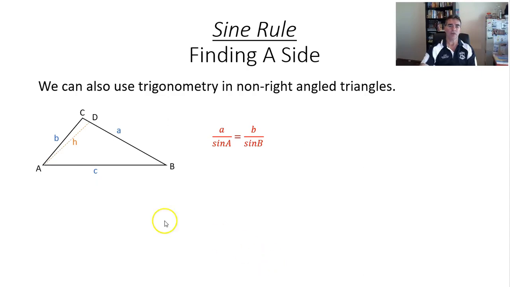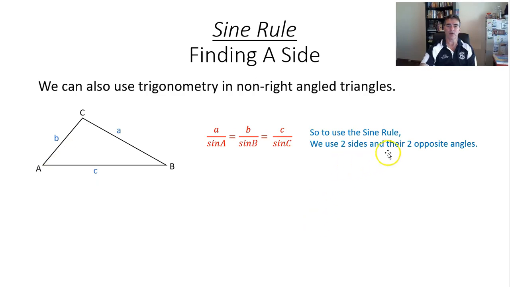But what we could also do is I could have a point D here and have its perpendicular height there, and then go and find something in relation to this angle and the height. And when we do that, we also find that we get c over sine C also ends up being the same. So this is the sine rule. You'll notice that there's three parts, two equal signs. We only need two parts of it to work. So to use the sine rule, we're going to use two sides and their two opposite angles.